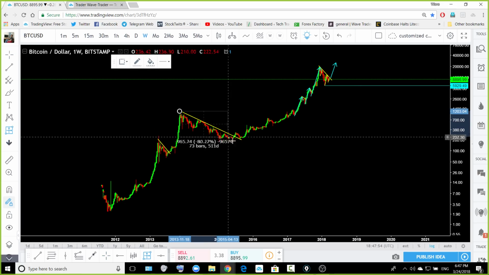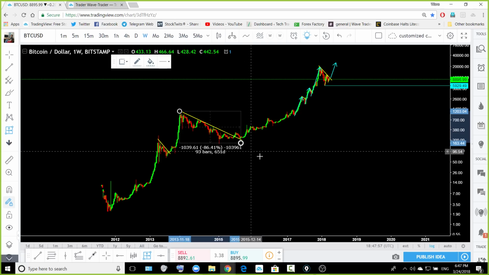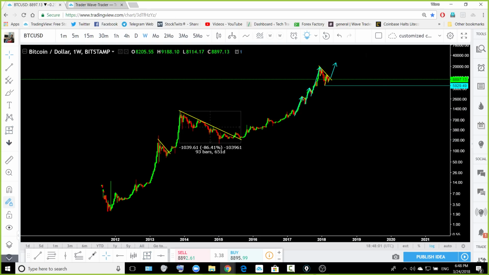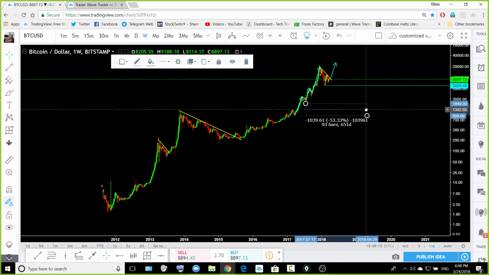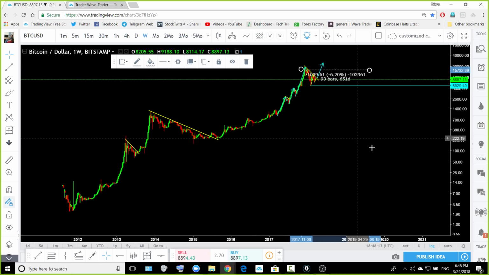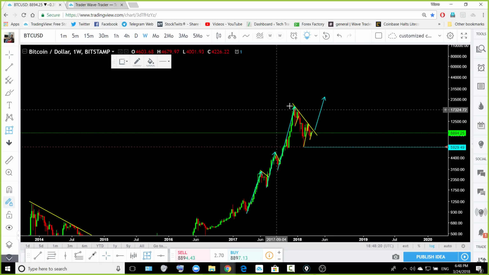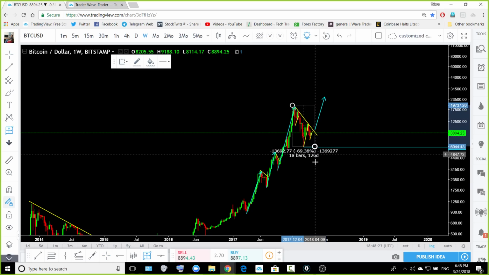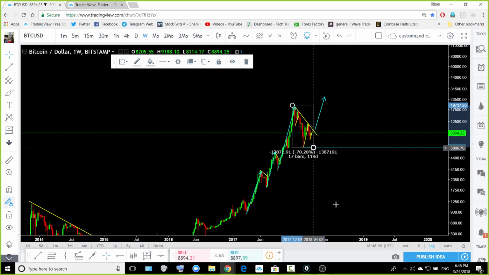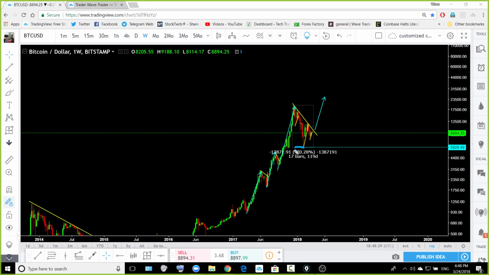So you see that the price dropped almost 86% here. 86% drop. And if you're going to look at the current price, the drop is almost 70%. So the correction is on a lower degree, but in terms of price, the correction is so huge.